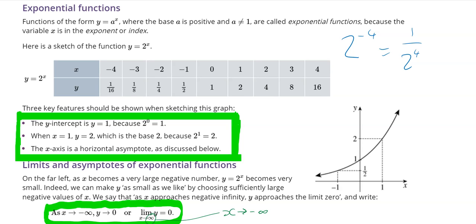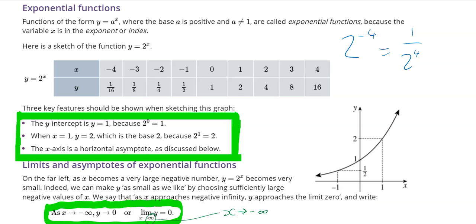So the 3 key features shown in sketching these graphs. The y-intercept is at y equals 1, always, in something of this form. That only changes if we add or subtract a constant on the end of the function. The reason being, any number, so we replace 2 with whatever number it is, to the power of 0, which is right at the y-axis when x equals 0, and as long as it's not 0, it's going to equal 1. So that's why our y-intercept equals 1. Anything to the power of 0 except 0 is 1, and so we get that result.